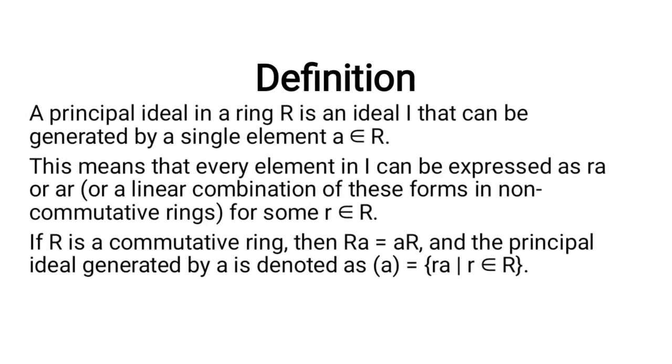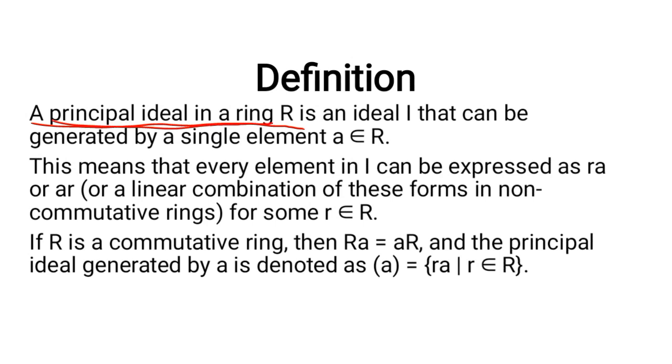Another definition you need to know is what we call a principal ideal. Now you know what an ideal is. You said it is one which is a left and right ideal, and the left ideal satisfies what we had seen earlier. The right ideal satisfies what we had seen earlier. But now we have a principal ideal.